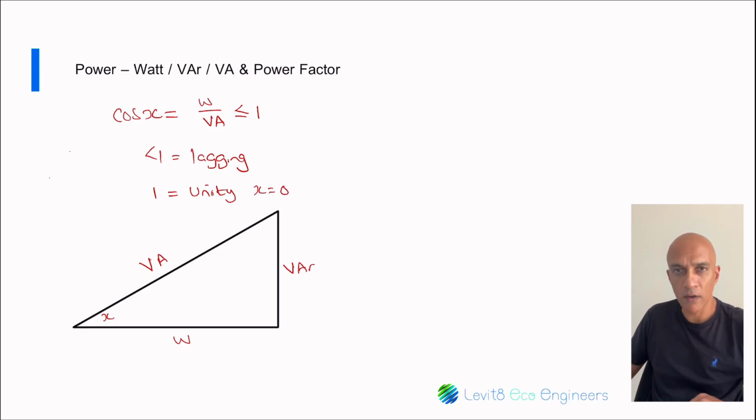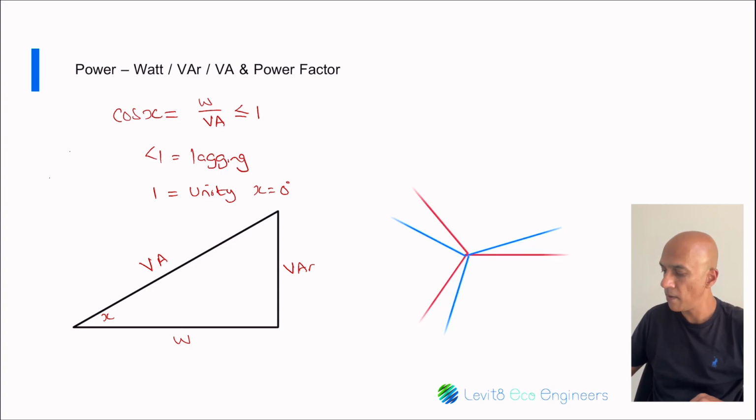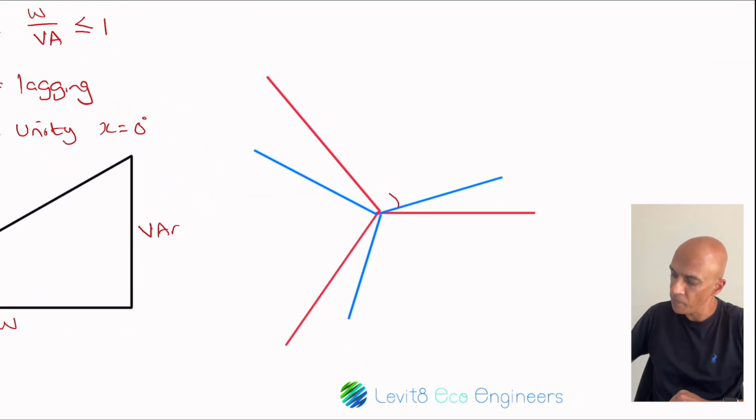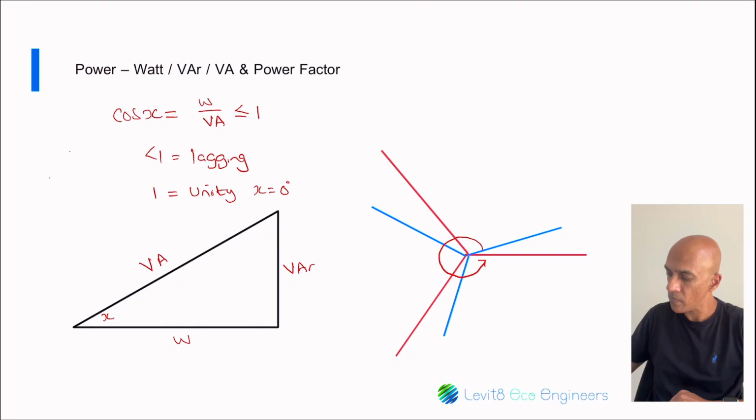Now let's explain this on a vector diagram. So here you have a vector diagram of a 3-phase system. And you have the 3 red lines are your 3 voltages, and the blue lines are your 3 currents of your 3 phases. Now in this system, let's assume we have an anti-clockwise phase rotation, and this angle between your voltage and current would be angle X. And we say we have a lagging power factor because when we look at our phase rotation, our current lags the voltage by the angle X.